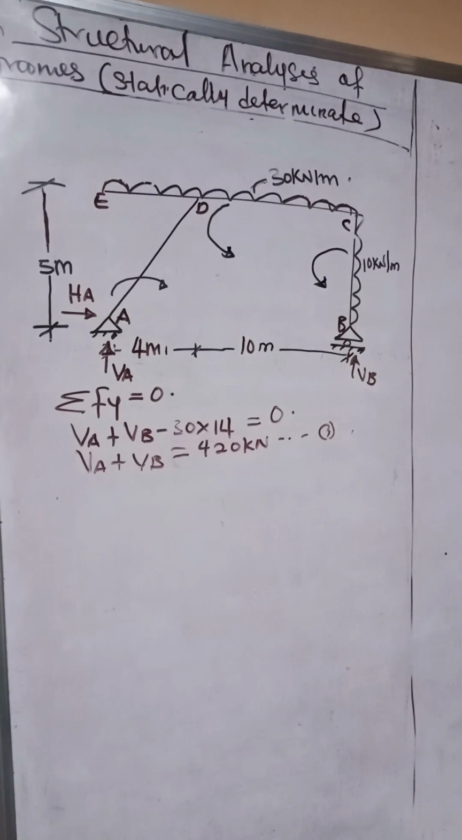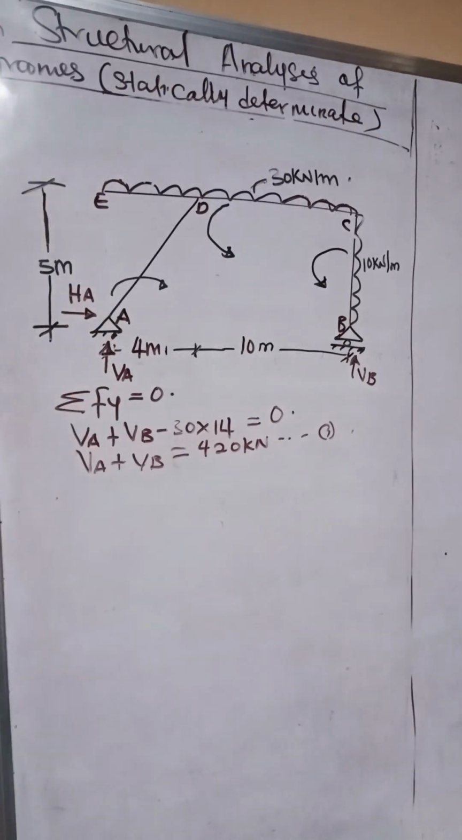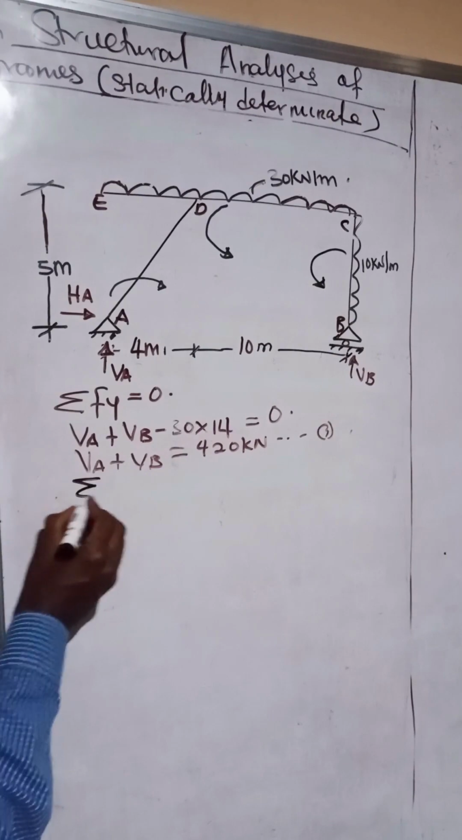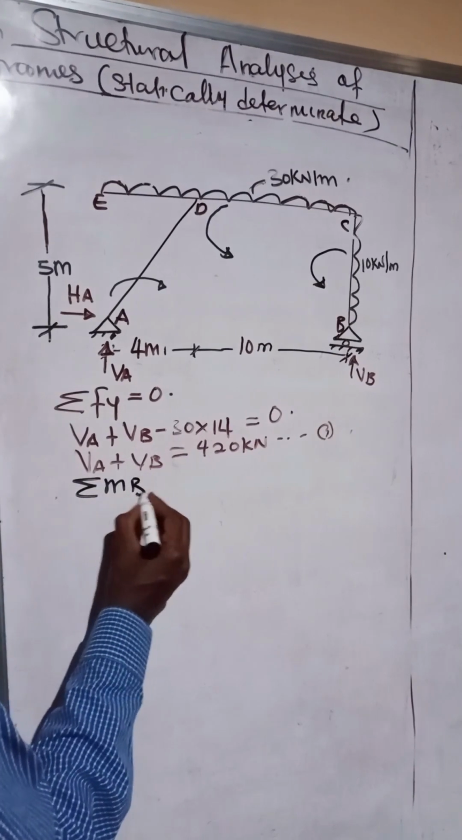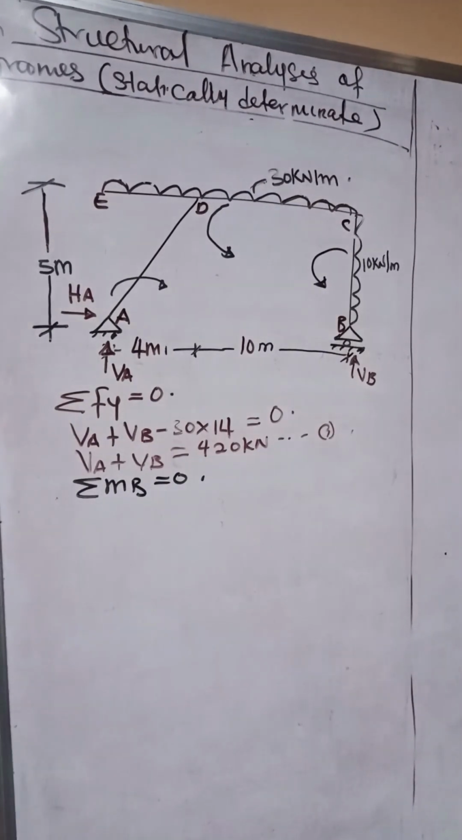We equally have a reaction HA. HA is already on the same horizontal line as B, so it's not going to participate in this process. Now, the first thing we will do is take moment about point B. So we'll say the algebraic sum of moments about point B is 0. Clockwise moments are assumed to be positive, anti-clockwise moments are assumed to be negative.